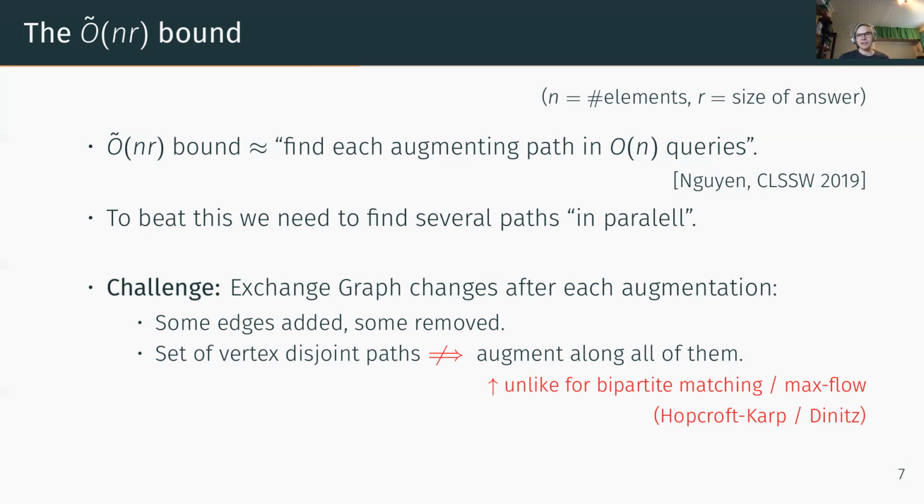And if we have some set of vertex-disjoint paths, this does not necessarily mean we can augment along all of them in parallel at the same time. And this is unlike the case for bipartite matching or maximum flow, where a set of vertex-disjoint paths can all be augmented along in parallel. And this is what is used by the Hopcroft-Karp algorithm or Dinic's max flow algorithm.